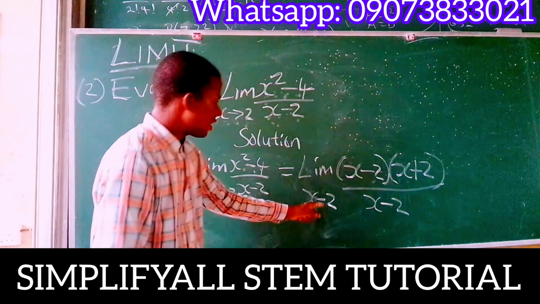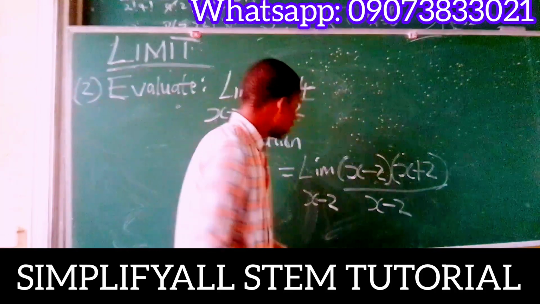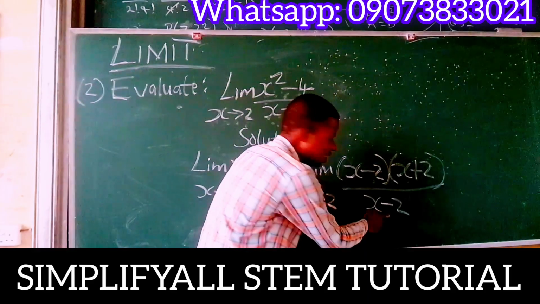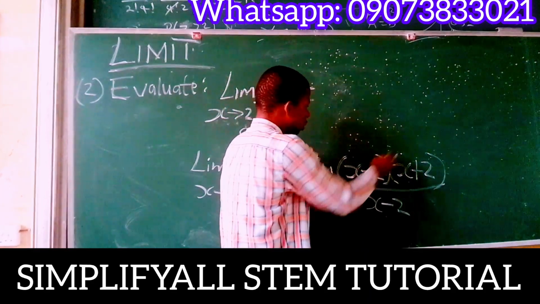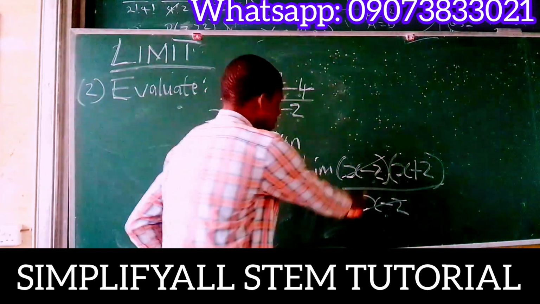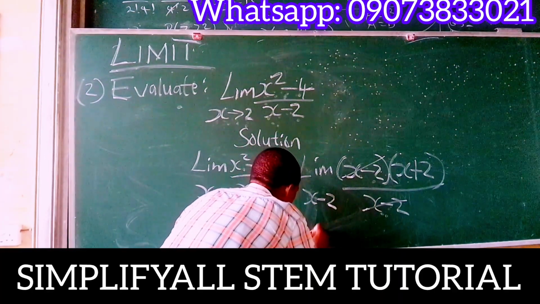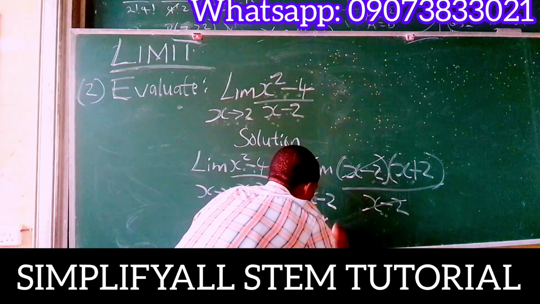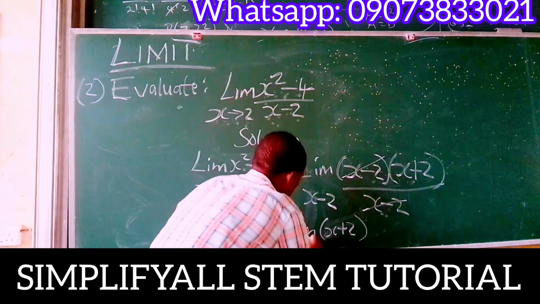Now, pay attention. As x tends to 2, we can now use the direct method and substitute into the function. Before we substitute, we know that the denominator x minus 2 can cancel this x minus 2. Do you understand? Okay, that's good. Since this cancels this, we are going to have the limit of x plus 2 as x tends to 2.